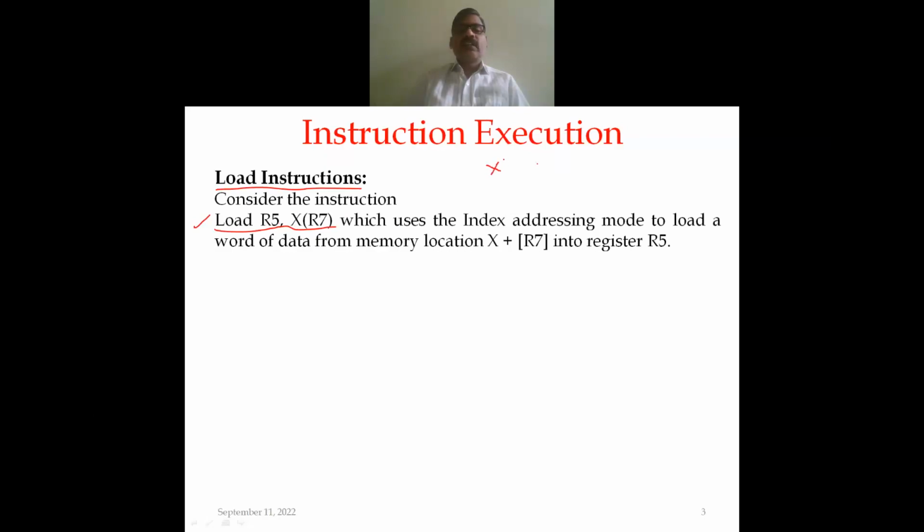When we use the second operand as X of Ri, this type of register addressing is called index addressing mode. So this instruction, Load R5, comma, X of R7, uses the indexed addressing mode to load a word of data from memory location X plus the contents of R7 into register R5.